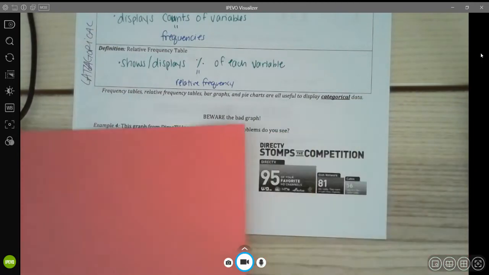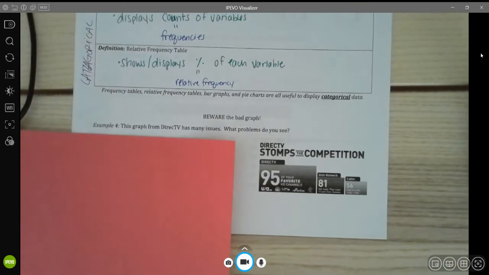So here's the graph, and you can see it on your paper there too. This is a real ad from DirecTV, and it's terrible. My question to you is, what problems do you see? So take a minute and look at this graph, and don't think of it as an ad, because obviously this ad is going to steer in favor of DirecTV. It's an ad for DirecTV, so that's going to be its bias. So let's not worry about that. But just in terms of being a graph, what sort of issues do we have?